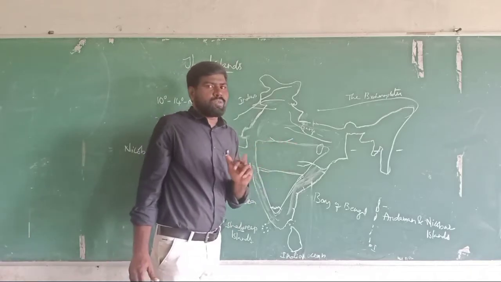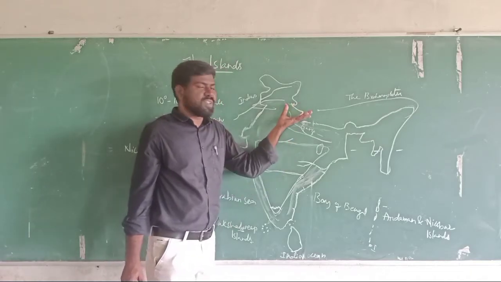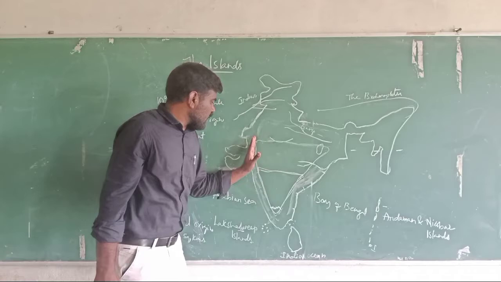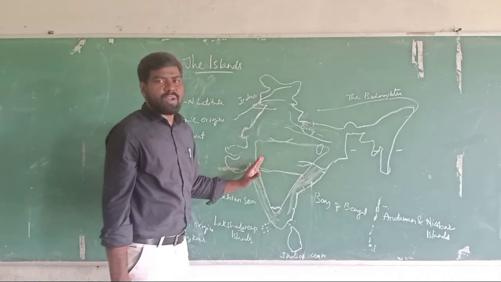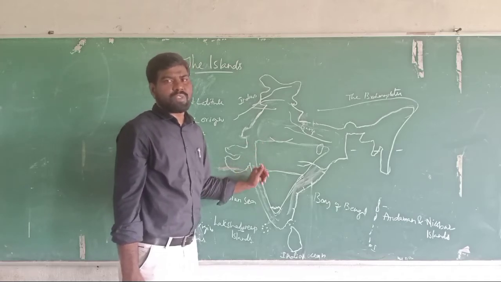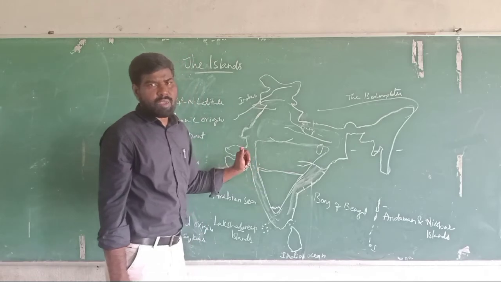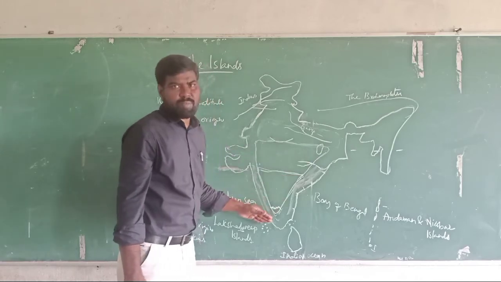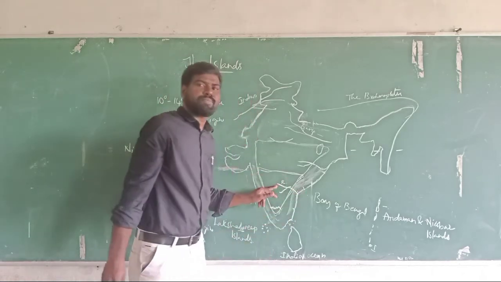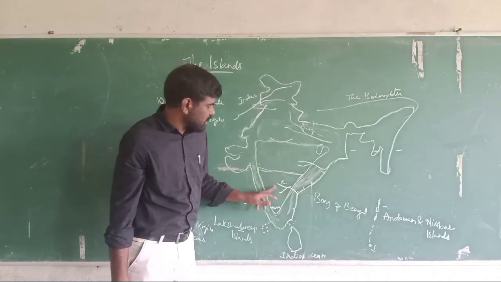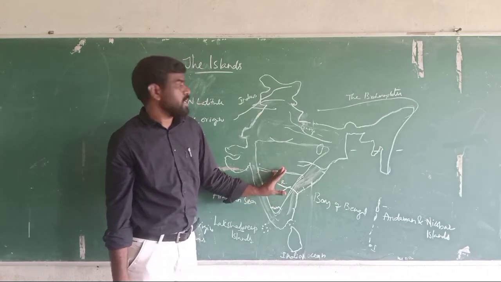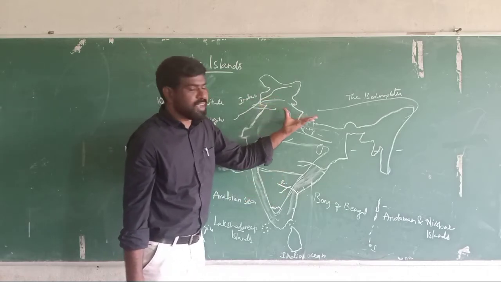And we have two types of rivers, that is perennial river systems and rain-fed rivers. The rivers which originate in the plateau are rain-fed rivers, like Godavari, Krishna, Kaveri, Mahanadi. Godavari is the largest river in peninsular India, and the second largest river is river Krishna. These rivers are rain-fed rivers, and these Himalayan rivers are perennial rivers.